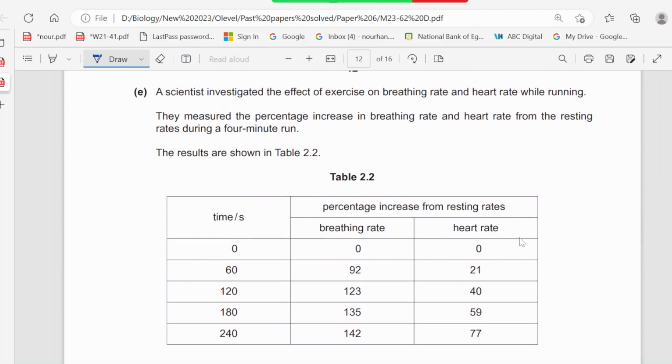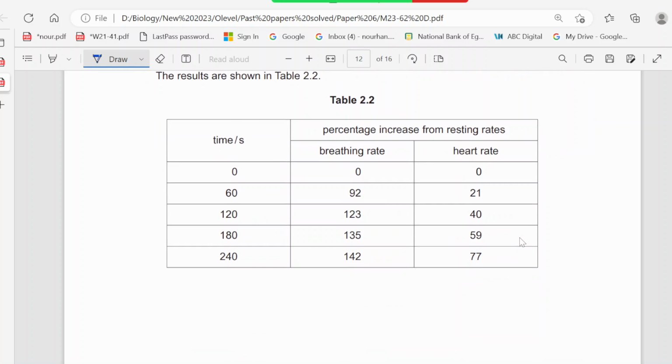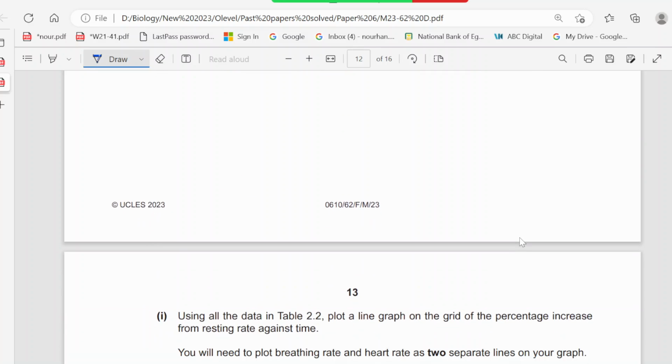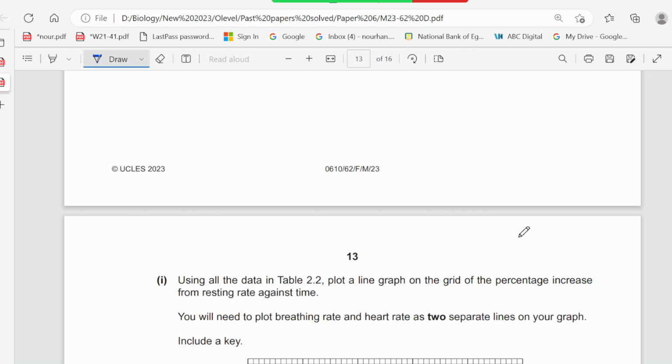The last question: a student investigated the effect of exercise on the breathing rate and the heart rate while running. They measured the percentage increase in the breathing rate and the heart rate. The results are shown. These are the results. What do you want? Plot. Use all the data to plot a line graph. You will need to plot the breathing rate and the heart rate as two separate lines.